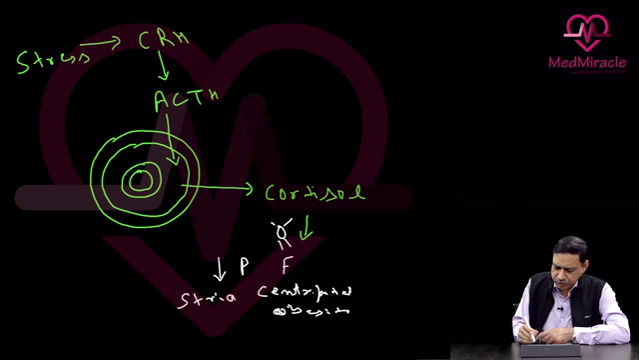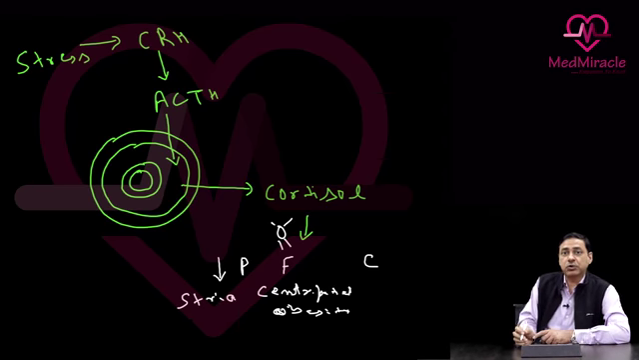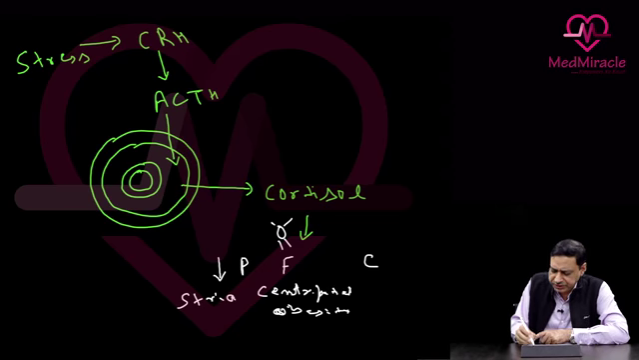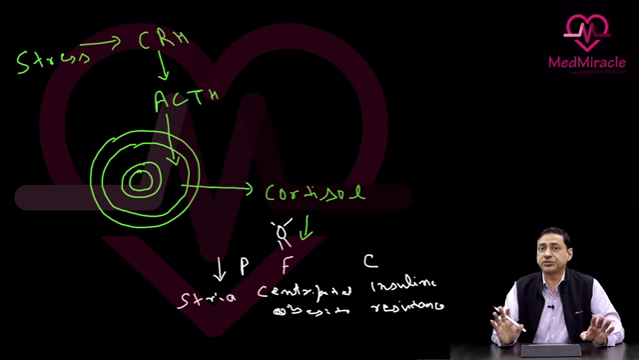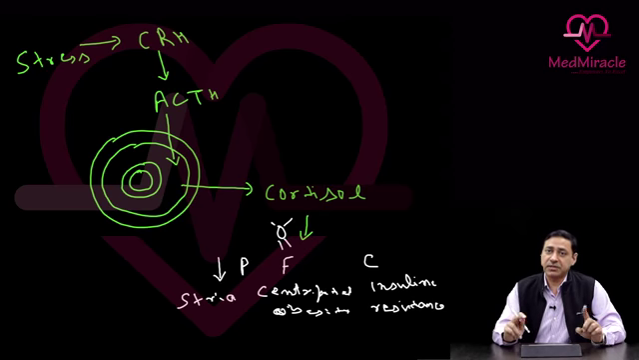What will happen in carbohydrate metabolism? Carbohydrate. Insulin resistance, just like growth hormone. Insulin resistance is produced. And when you are resistant to insulin, so blood glucose level will increase. So diabetes type of picture will develop. You will develop a picture very similar to diabetes. And this type of diabetes is known as adrenal diabetes.